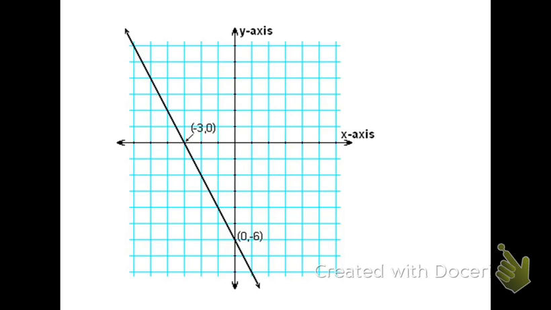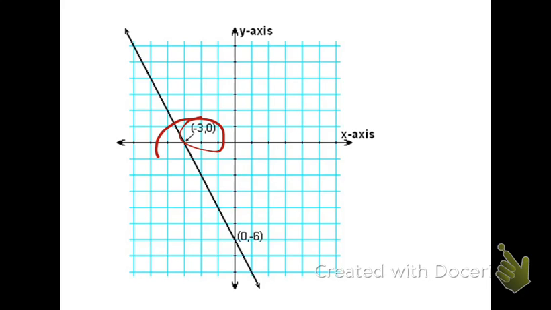For example, if I look at this graph right here, I have a line and 2 points on that line that are labeled -3, 0, and 0, -6. The intercepts are where the line crosses the axis. The line crosses the x-axis at this point right here, -3, 0. You can see that's where it crosses the x-axis. So we could say the x-intercept is -3, or we could say the point -3, 0.